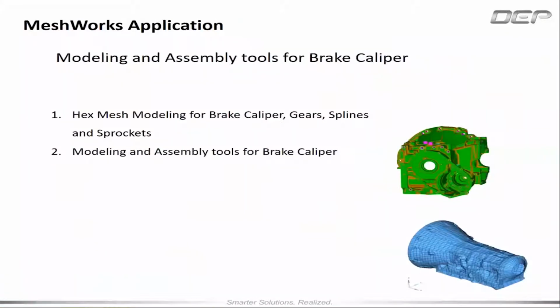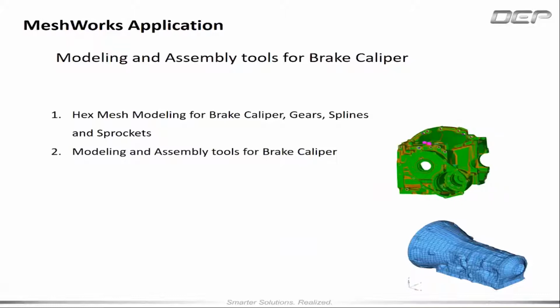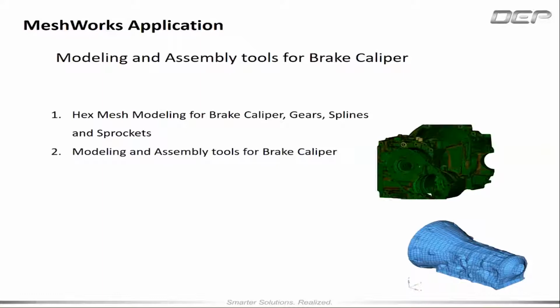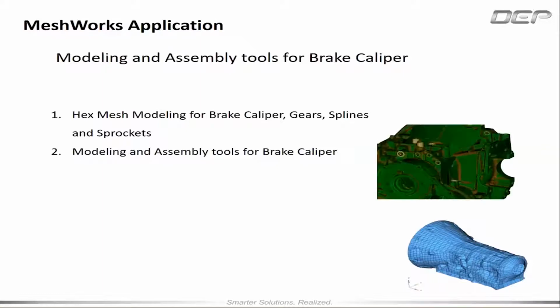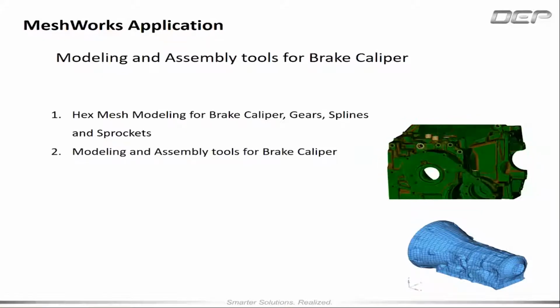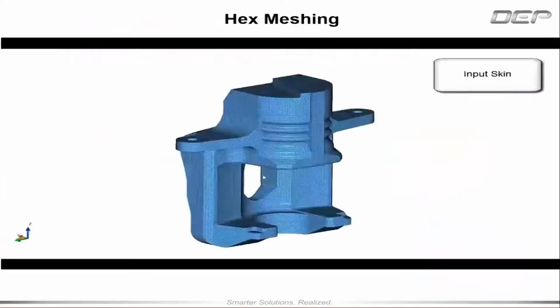Next is Hexa Meshing. First we have seen how nicely and quickly we can create tetra models or a 2D mesh model. Now we will see how very efficiently and quickly we can create Hexa Mesh for complicated structures like brake caliper, gear, splines, sprockets. So we will be seeing an example of a brake caliper here.